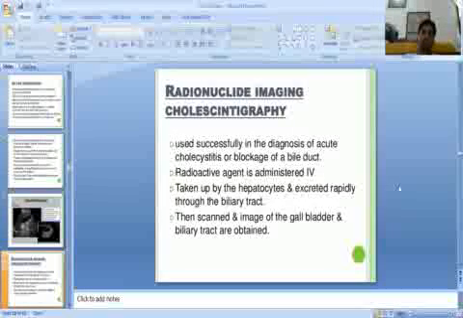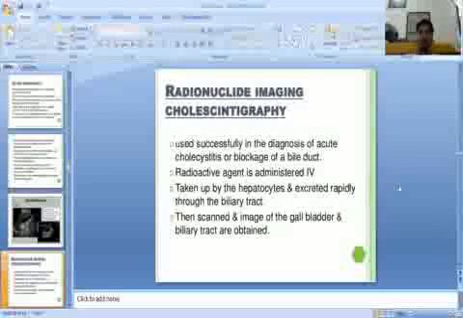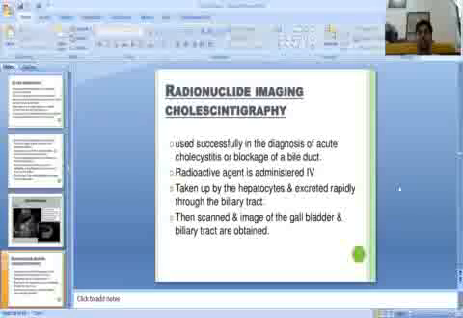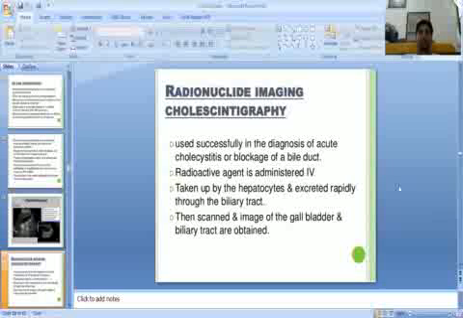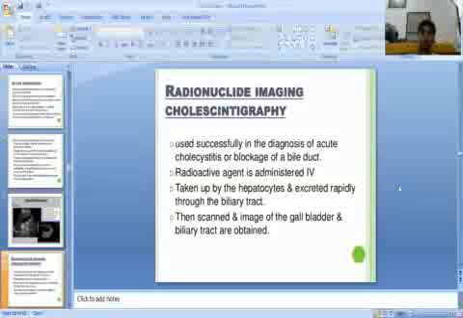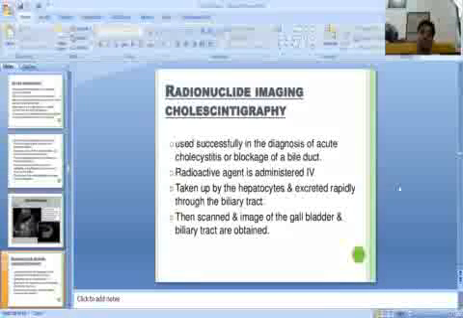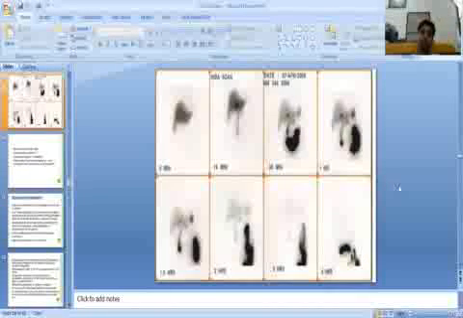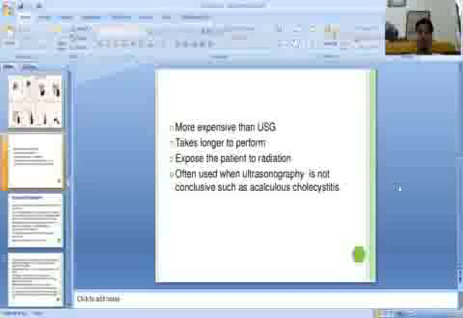Radionuclide imaging cholescintigraphy is used successfully in the diagnosis of acute cholecystitis or blockage of a bile duct. A radioactive agent is administered IV, taken up by the hepatocytes and excreted rapidly throughout the biliary tract. Then it is scanned, and an image of the gallbladder and biliary tracts is obtained. This is the HIDA scan of the gallbladder.